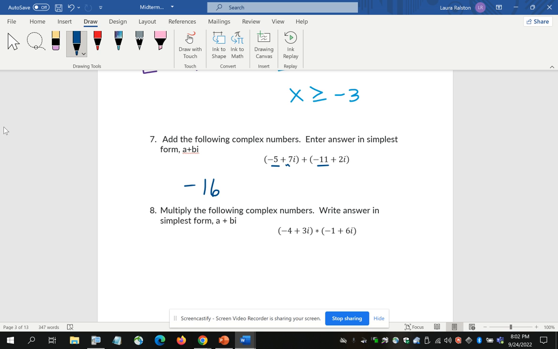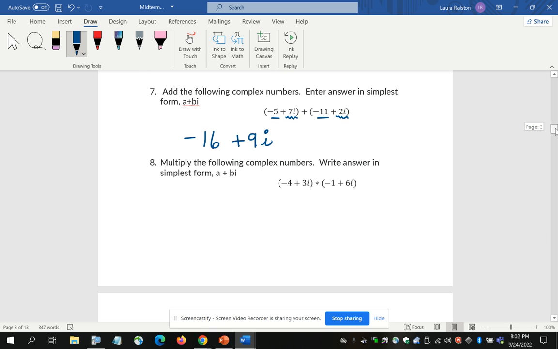Then we combine 7i plus 2i. 7i plus 2i is 9i. So my answer is -16 plus 9i. It is in the simplest form, a plus bi.